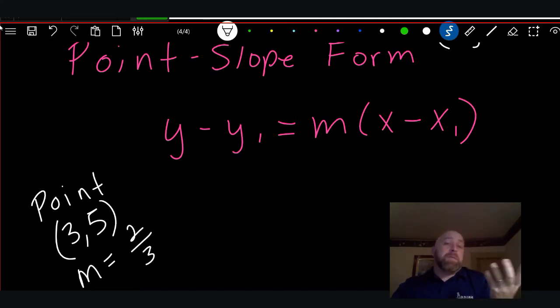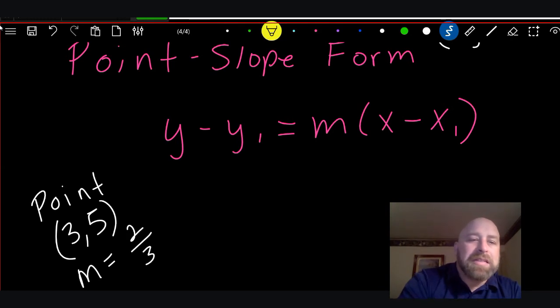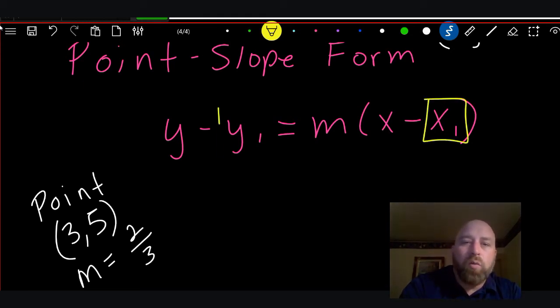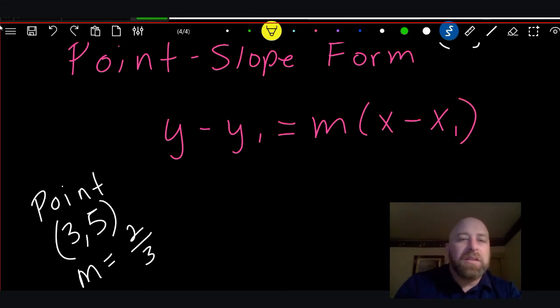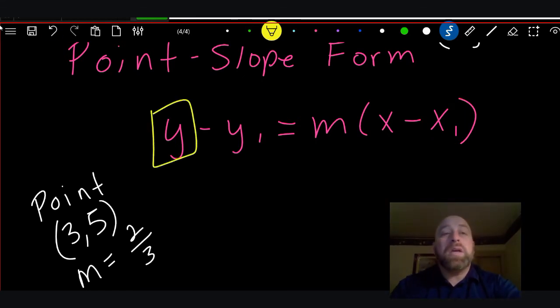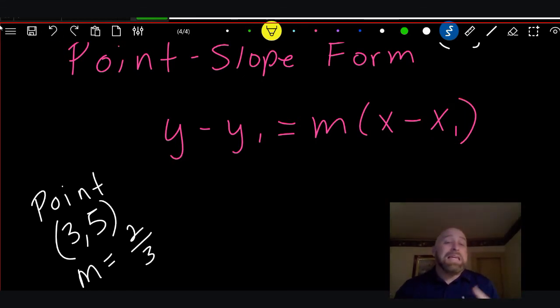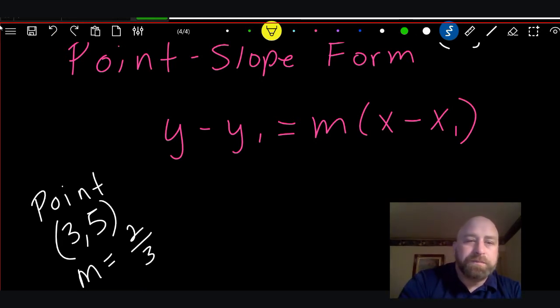Remember, I just wrote m because m is slope. So what we're going to do now is take that and plug that in. Everywhere that you see an x1 and a y1 is where we're going to plug in the x and the y points. What we get from point-slope form is slope-intercept form, and you'll see that when we plug these things in.